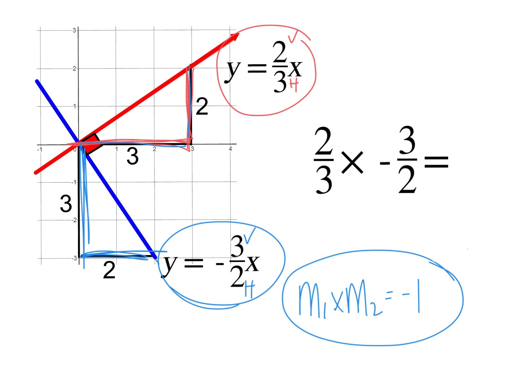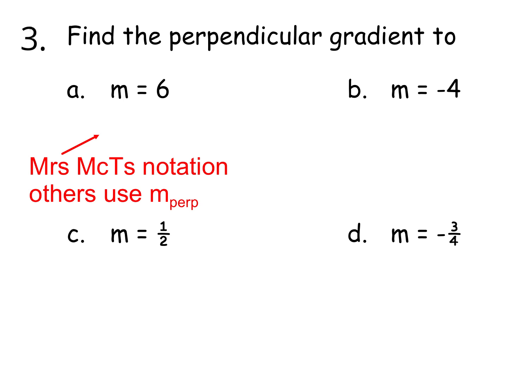So let's just go look at some examples of working out some perpendicular gradients. A few on this next screen. Now the notation for a perpendicular gradient, I write it M with a little perpendicular sign underneath. I know when I did it at school, other teachers will write it as M perp. Your teacher might have a slightly different notation, but I do M with a little perpendicular sign at it.